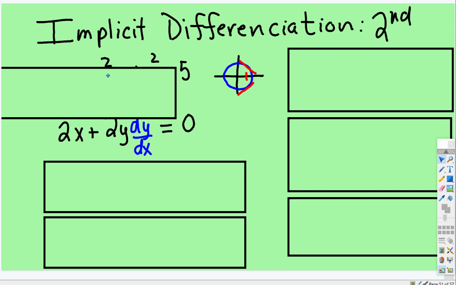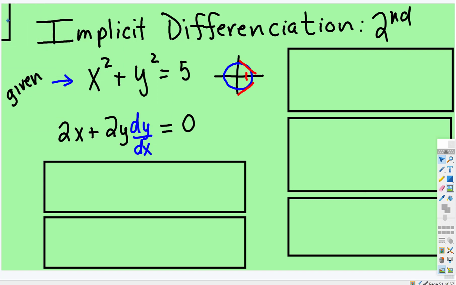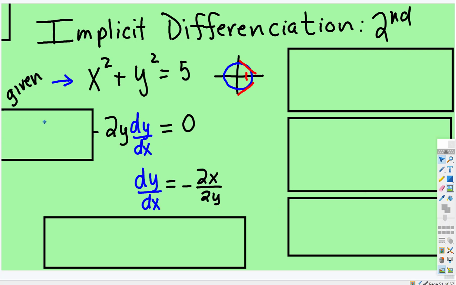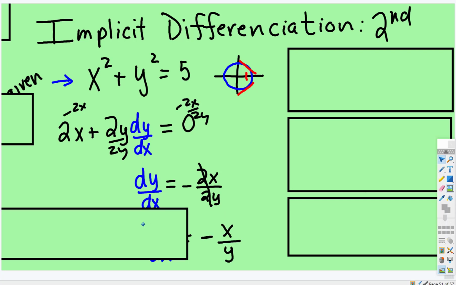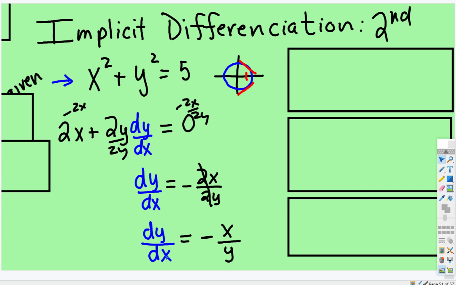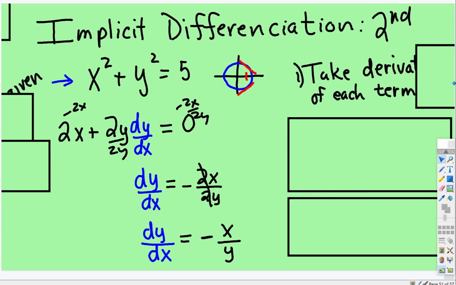You're going to find the first derivative. So we're going to take the derivative of each of those. Remember, you're going to tack on dy/dx when you take the derivative of y, and then you're going to get the dy/dx by itself. So we subtracted the 2x from both sides, and then we divided both sides by 2y. And then the 2's will cancel, leaving dy/dx is equal to negative x over y.